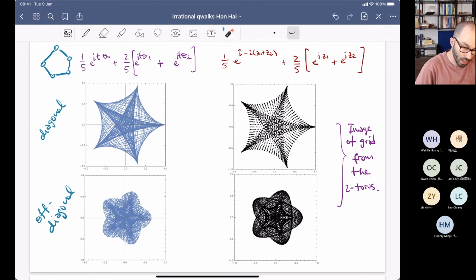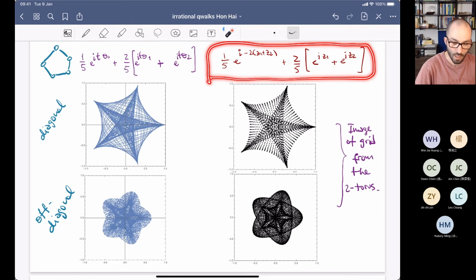If you now replace each t theta 1 by z1, a free variable in the torus, t theta 2 by z2, a free variable in the torus, and t theta 0 by minus 2 times z1 plus z2, because theta 0 is minus 2 times theta 1 plus theta 2. So these are free variables in the torus. Now you should expect that instead of describing a curve in the torus, this is now describing a region. And these things that you see here are plots of the grid in this region.